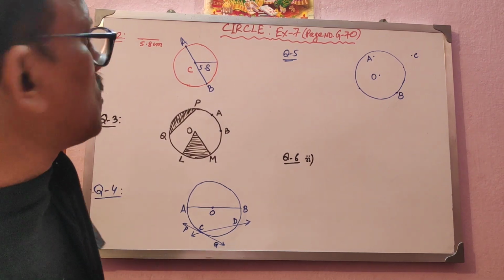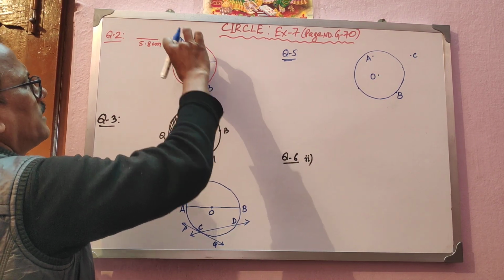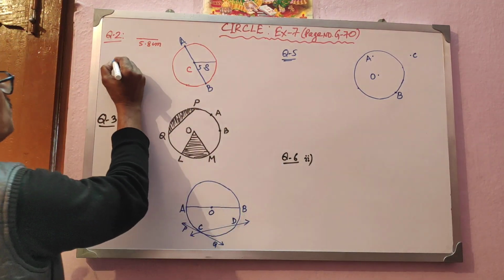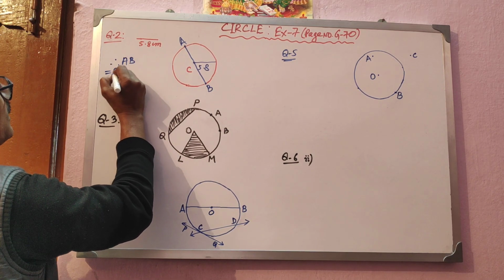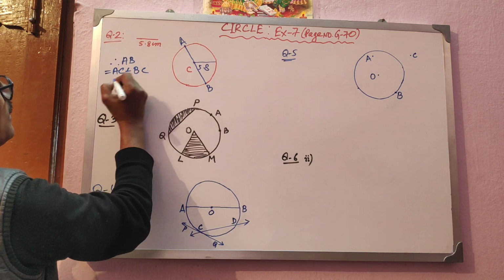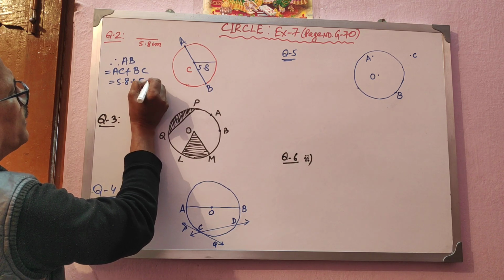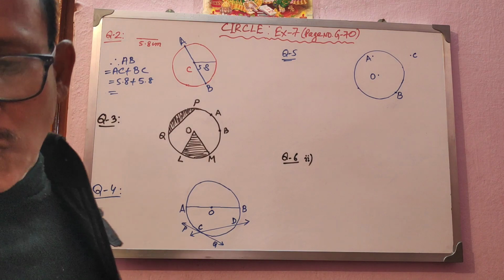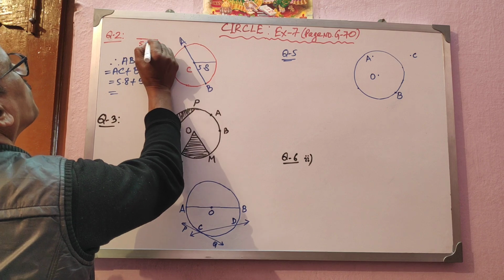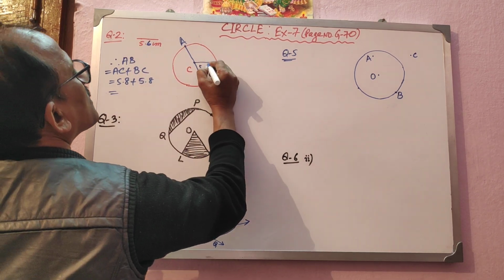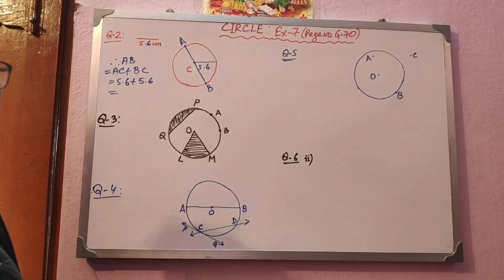Now find the distance of A and B. AC is the radius and BC is the radius, each 5.6 centimeter. Therefore, AB is equal to AC plus BC. AC is equal to 5.6 and the radius is always the same, 5.6. So this will be 5.6 plus 5.6. So how much will it be?